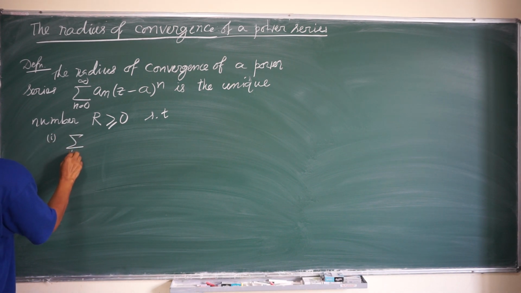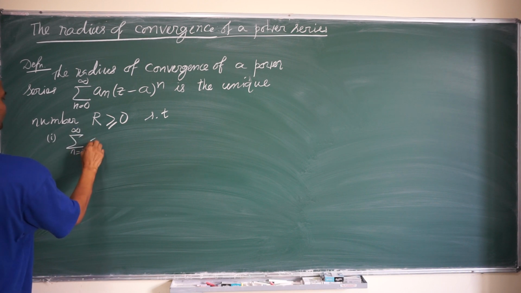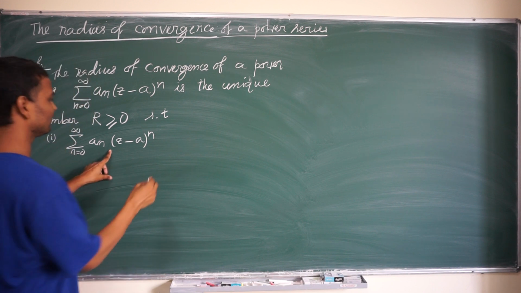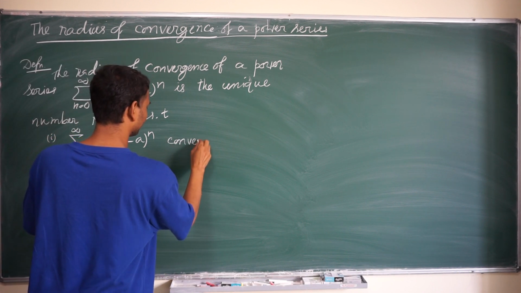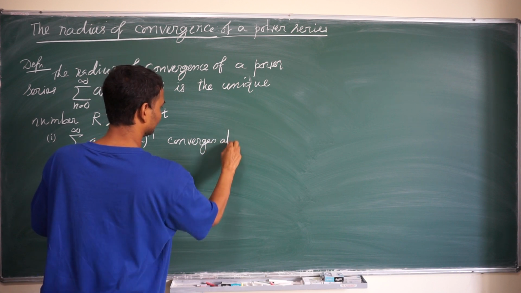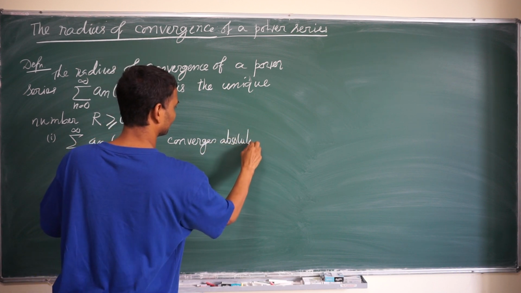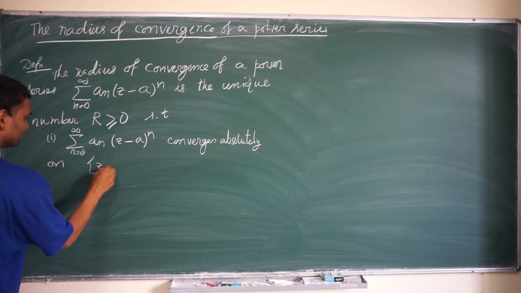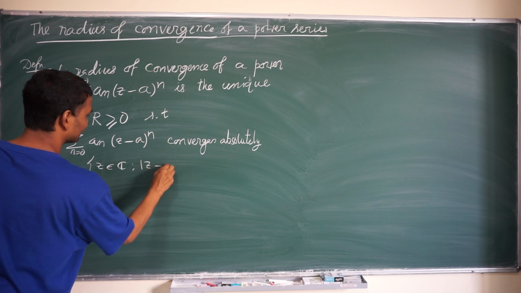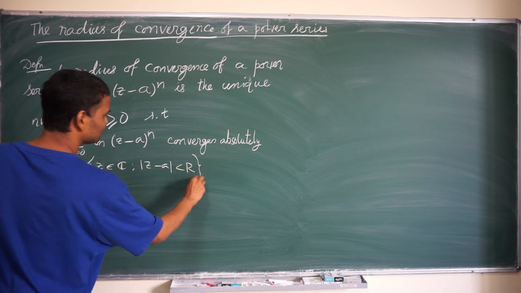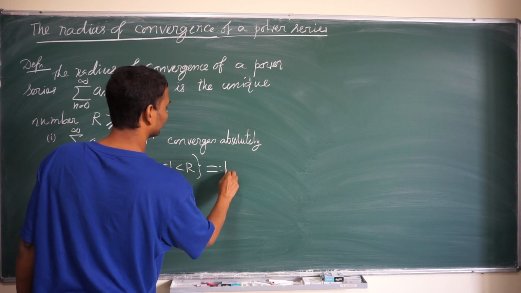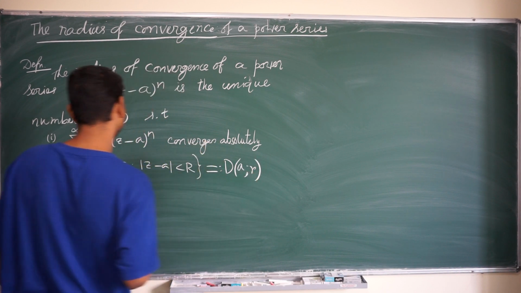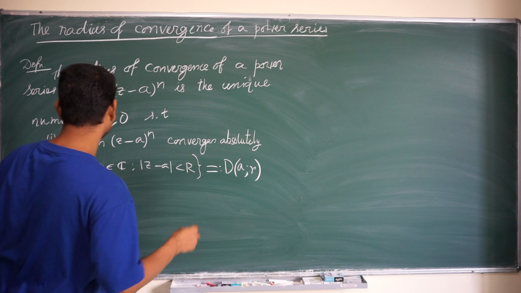The series a_n (z minus a)^n converges absolutely on the set z in C such that mod of z minus a is less than r, which we actually denote by D(a, r). The disk is centered at a, radius r.